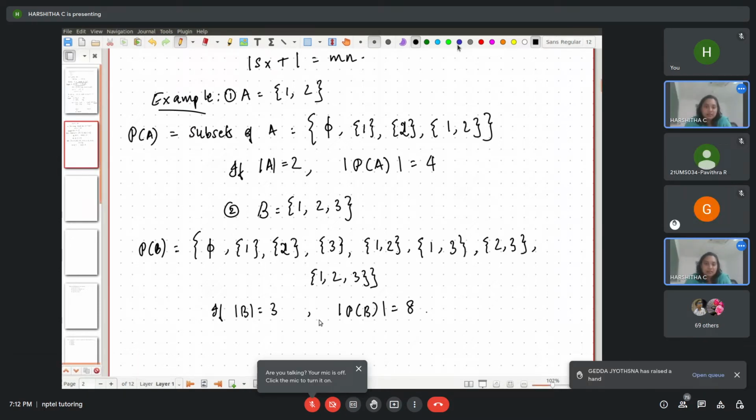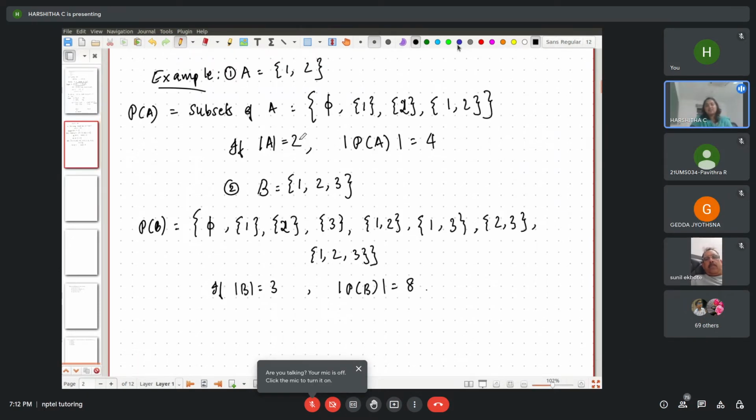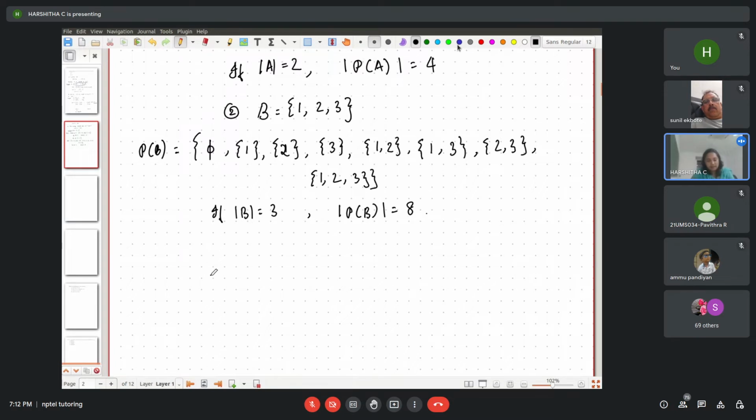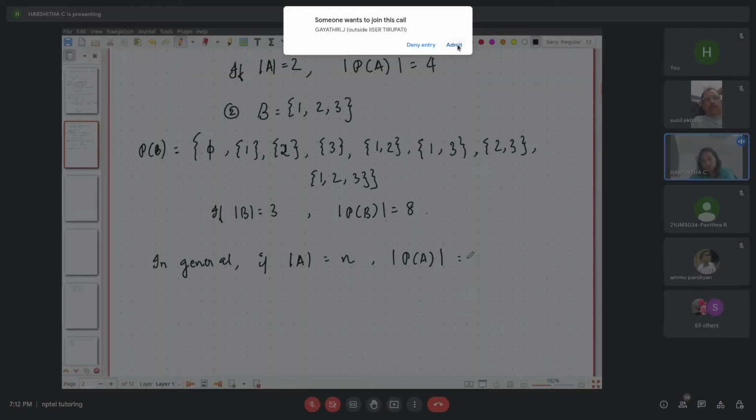Yeah, so you can see the pattern. 2 squared is 4, 2 cubed is 8. So in general, if the cardinality of a set A is n, we get the cardinality of the power set of A is 2 power n.